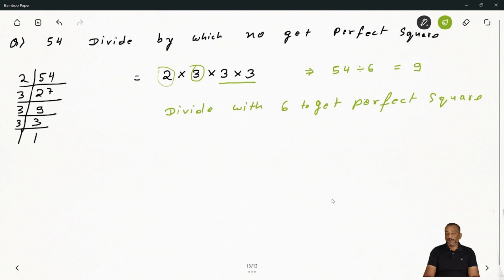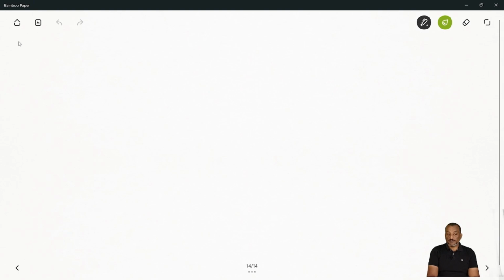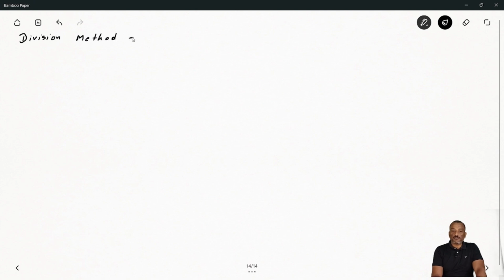Okay, now coming to our next part, that is called the division method. We will see the division method. Division method is one of the most important parts of this chapter. It is also called the long division method for finding a square root. In some books it is also called the long division method.